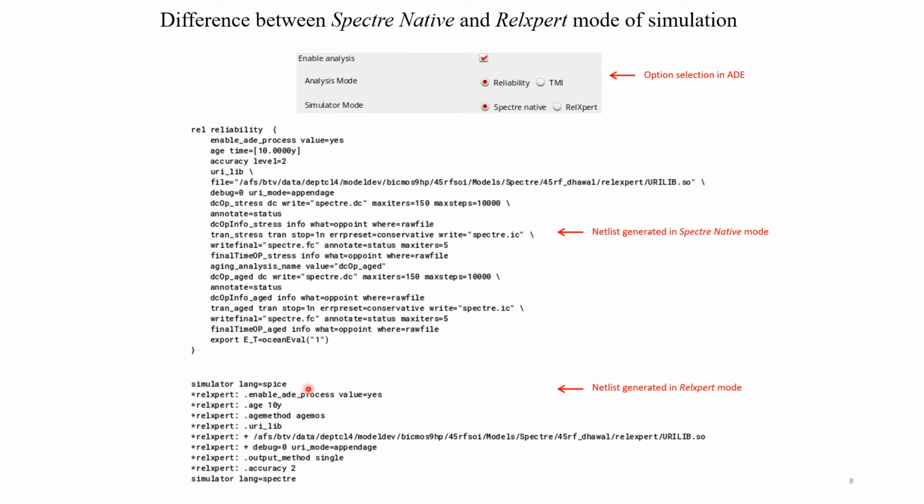So it no longer uses its proprietary Spectre simulator. If you select the RelExpert mode, Cadence doesn't use its Spectre language anymore. It uses the Spice language mode, and implements basically the same statements in Spice format. So this is the basic difference between the Spectre native and the RelExpert mode of simulation.